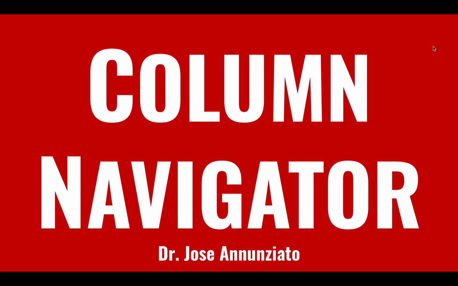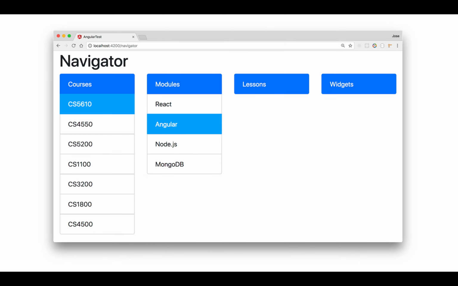So let's talk about how to implement in Angular an application that would allow us to navigate through the entire data set that we've been working with throughout the semester. We have been building a Java data model that allows us to connect to a database and retrieve a list of courses, and then retrieve the modules for a course, and then the lessons within a module, and so on and so forth. Right?